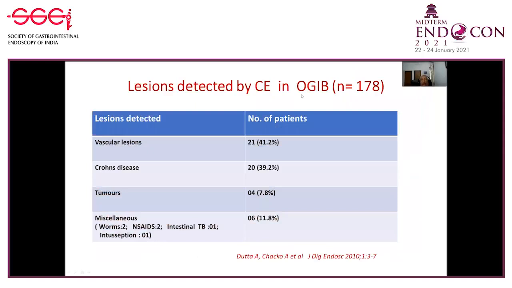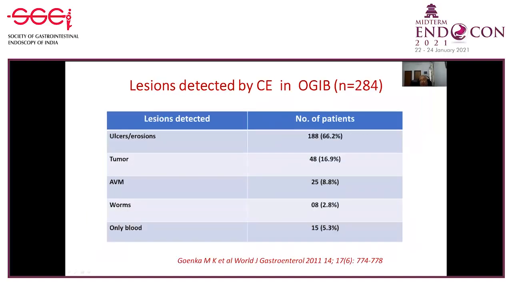In our series of obscure GI bleed from CMC, the most common lesions detected were vascular lesions, around 40%, Crohn's disease in about 39%, followed by tumors in 8%. However, the study by Dr. Goenka from Calcutta showed ulcers and erosions in about 2% and vascular lesions in 9%. What is the reason for this difference? In fact, a very early series in 1998, before the advent of capsule endoscopy, from a surgical group in CMC showed that small bowel tumors were the highest in proportion. So what could be the reason?